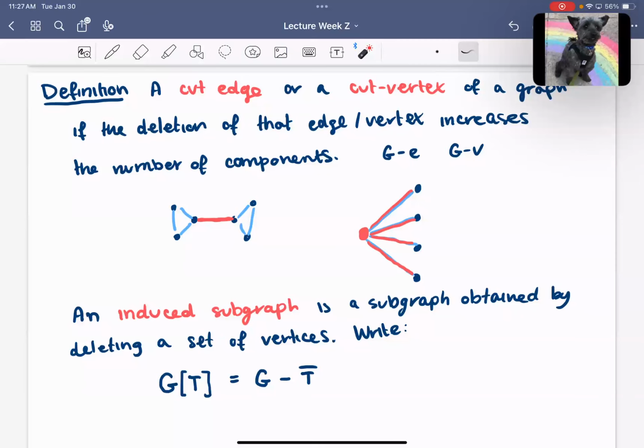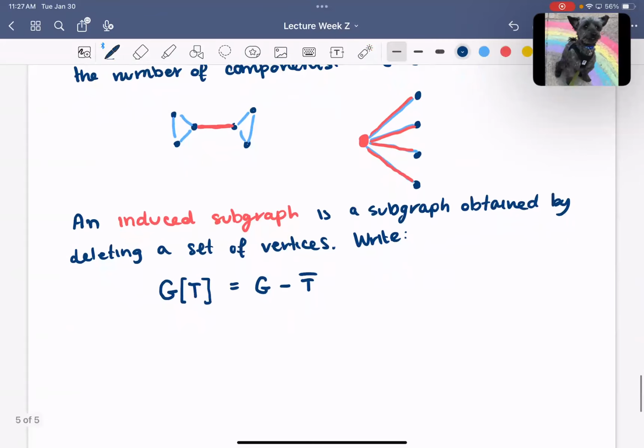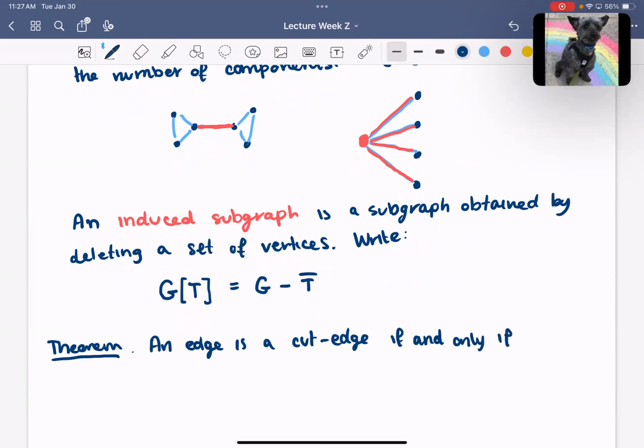So that's exactly what this theorem says. Here's the statement of the theorem. It says that an edge is a cut edge if and only if it belongs to no cycle. Okay, does the statement make sense?